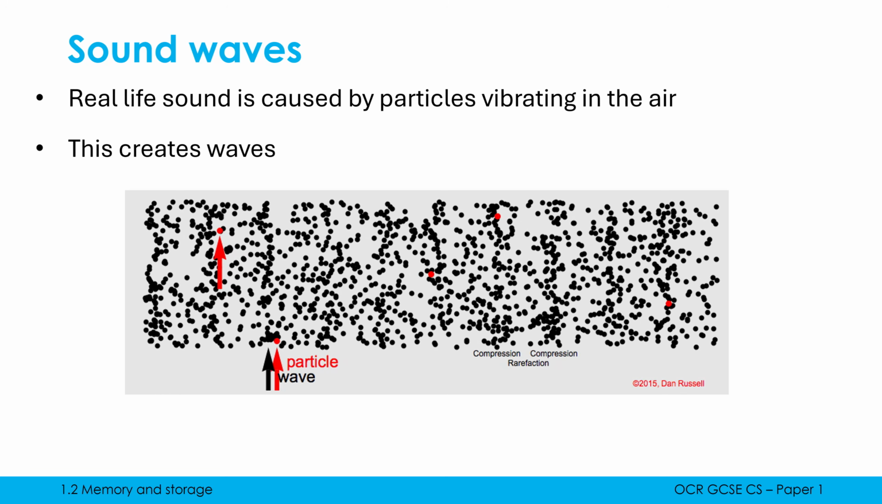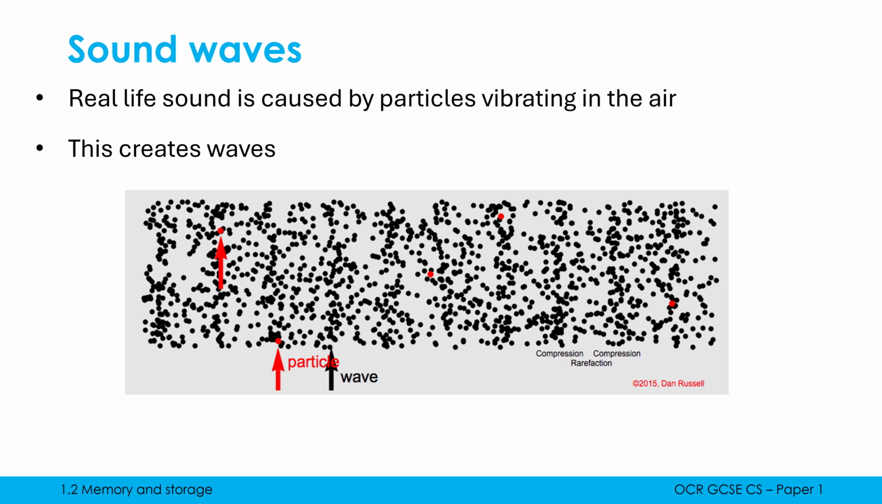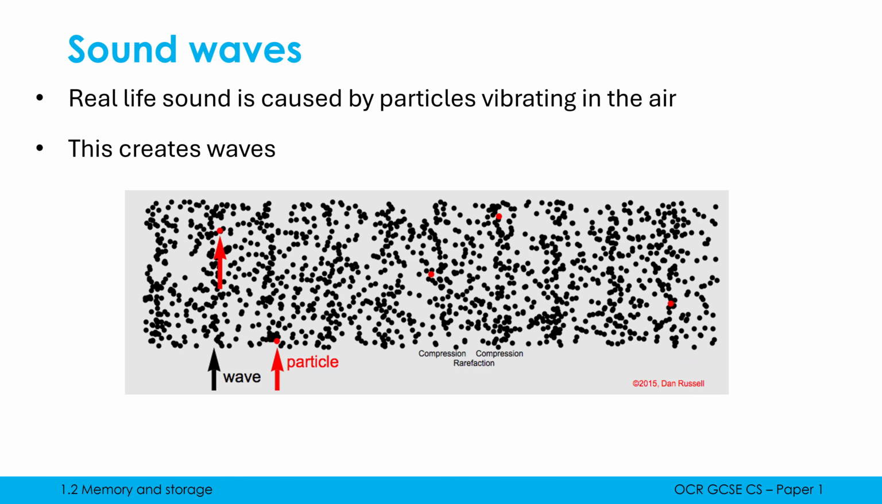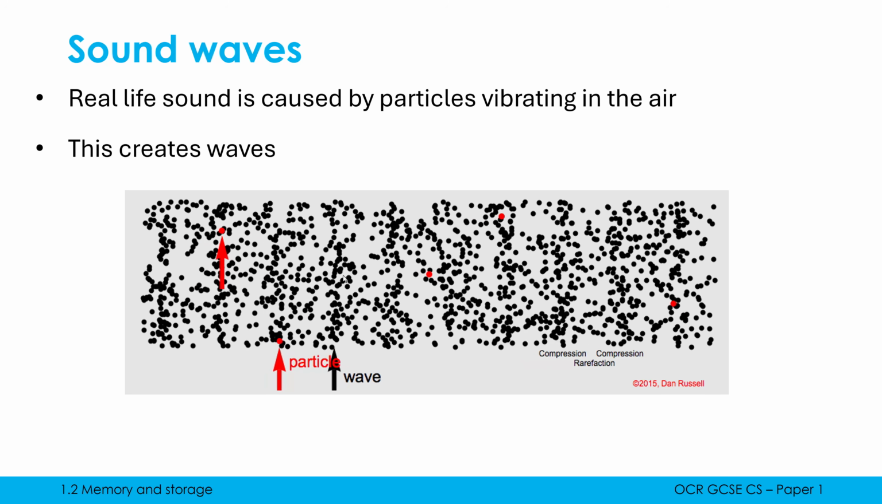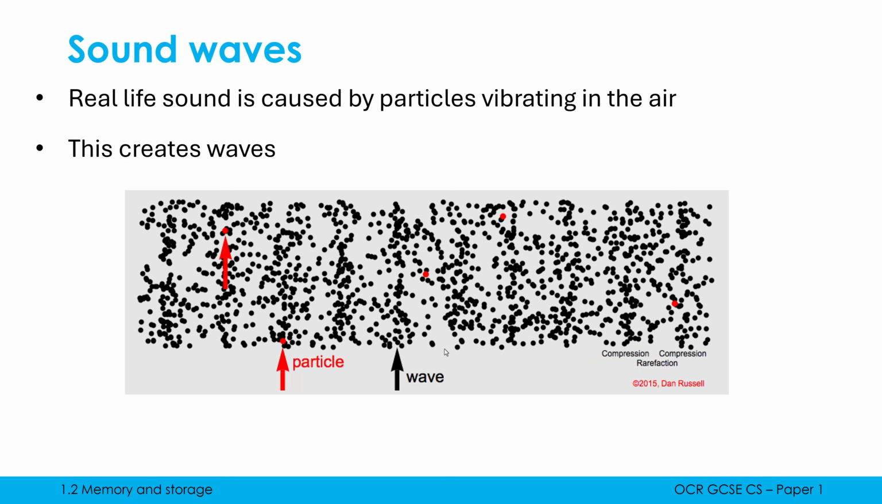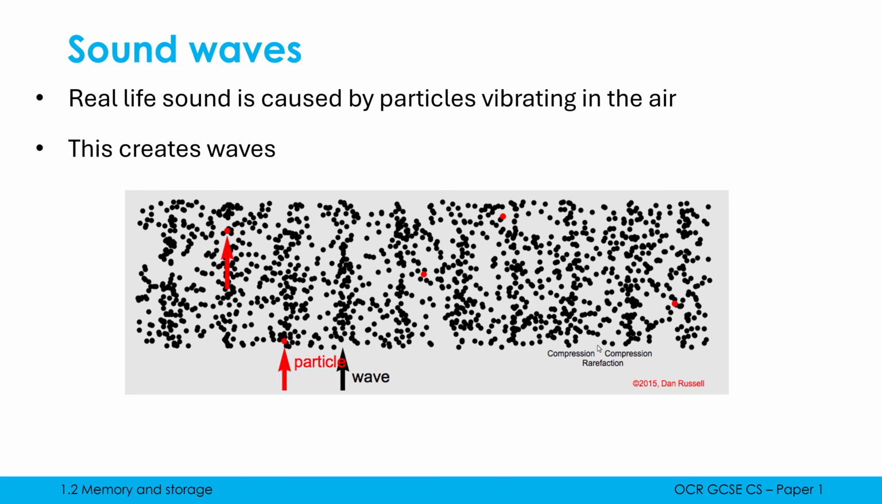So if we could see the particles in the air moving as I'm speaking, my voice box is creating these vibrations which are spreading out through particles vibrating. And this GIF labels a wave we can see. We don't typically visualize waves in this way because it's hard to visualize.